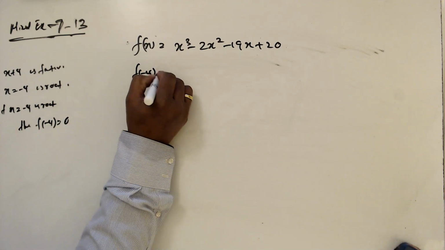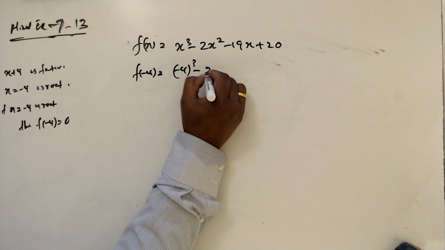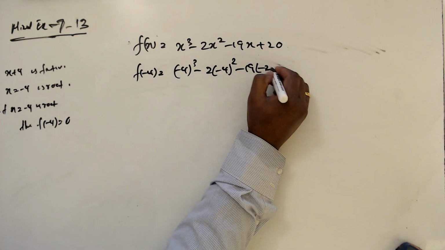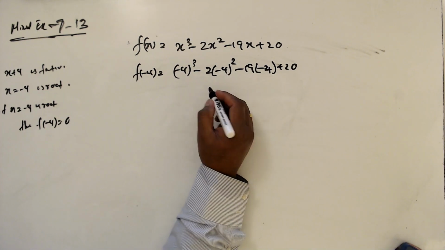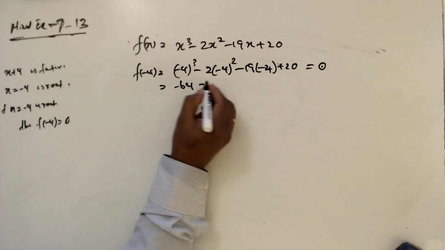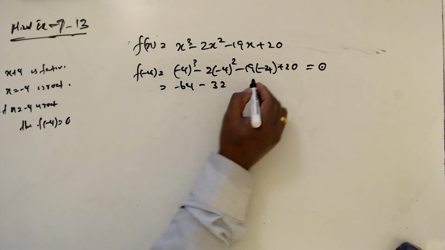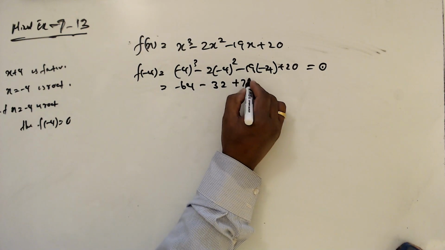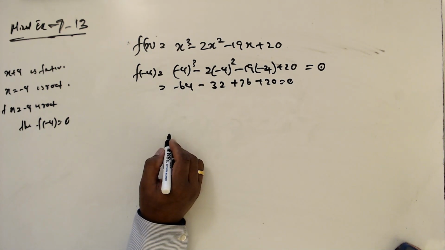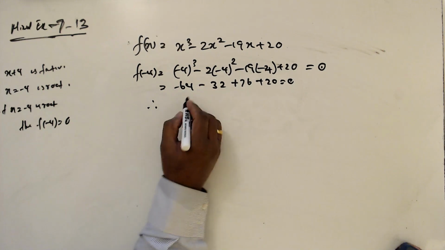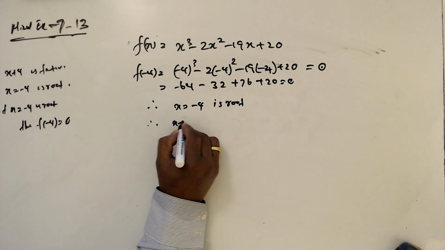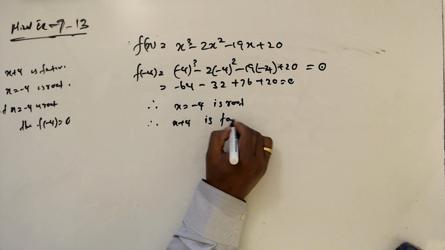So f(-4) equals (-4) cubed minus 2 times (-4) squared, minus 19 times (-4) plus 20. So when you look at it, you can see this is equal to 0. Minus 64 minus 32 plus 76 plus 20 equals 0. Hence x equal minus 4 is a root. Hence x plus 4 is a factor.